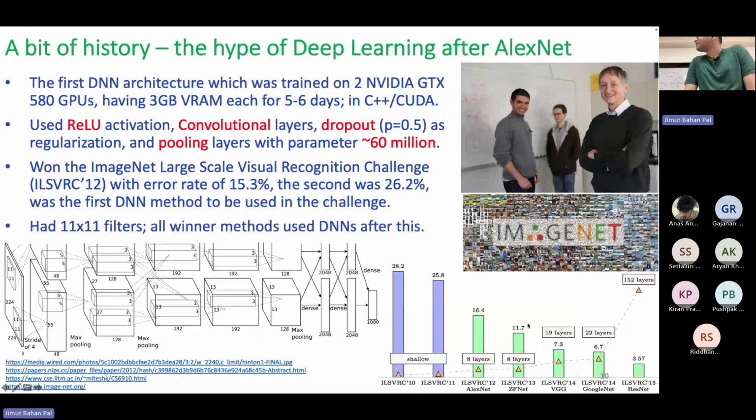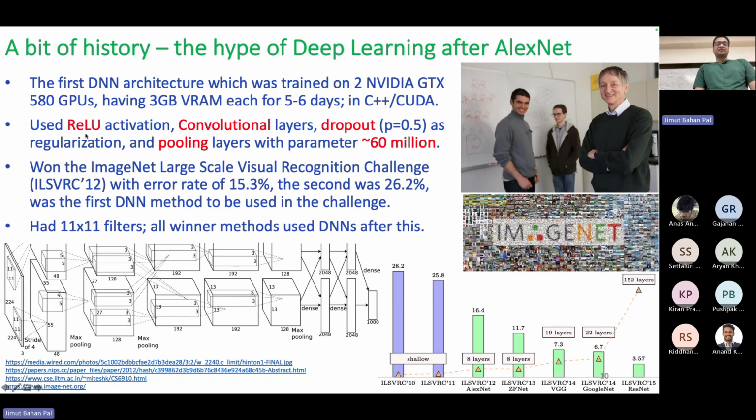So the first architecture which contributed to the boom of deep learning was AlexNet. AlexNet was proposed around 2011 to 2012, and it won the ILSVRC ImageNet challenge. It was the first DNN architecture which used GPUs. It used two NVIDIA GTX 580 GPUs, which were very high-end back then, but nowadays are very low-end. It had 3 GB VRAM for each, and it trained for 5 to 6 days using C++ CUDA code. So they didn't use PyTorch or any wrapper like that. They coded it in C++ and CUDA.